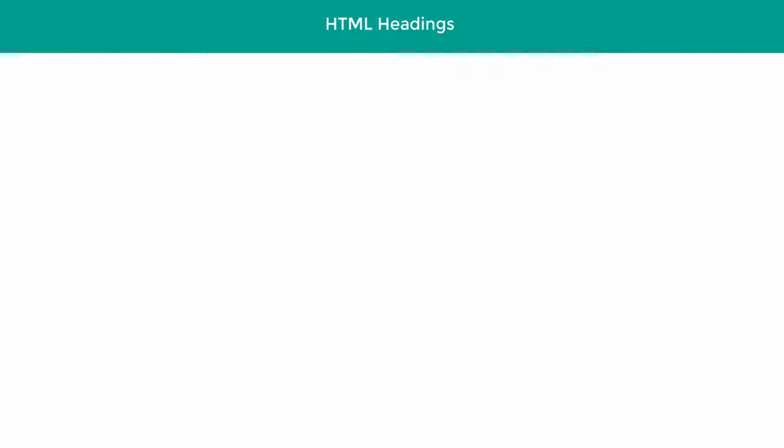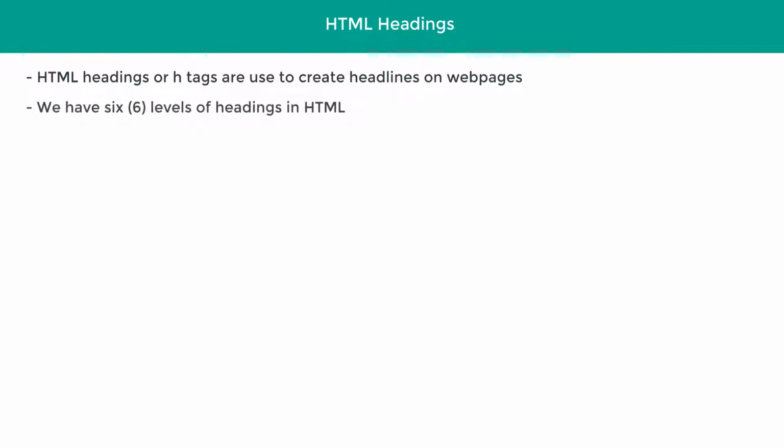Hi there, in today's video, we will learn about HTML headings. HTML headings, as the name implies, are used to create headlines. There are 6 levels of headings in HTML. We use H1 to H6 tags to define these headings. H1 defines the most important heading, followed by H2, H3, and so on.